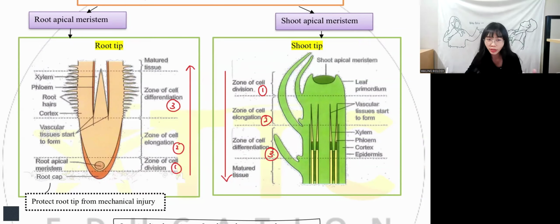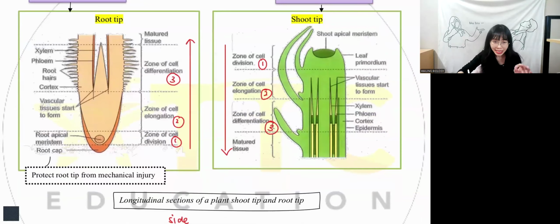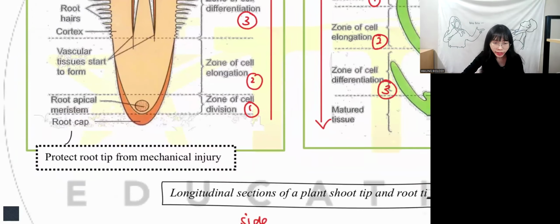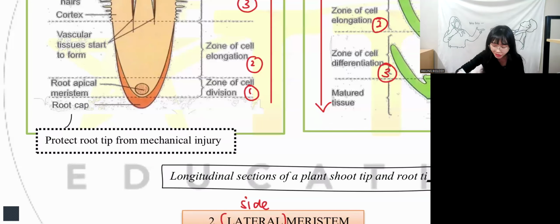In root tip, there are more things for you to learn. At the tip of the root, we have a thing called root cap. What is a root cap? Root cap is to protect root tip from mechanical injury. This part is the root tip, right? What does mechanical injury mean? It means it has to be from external force.